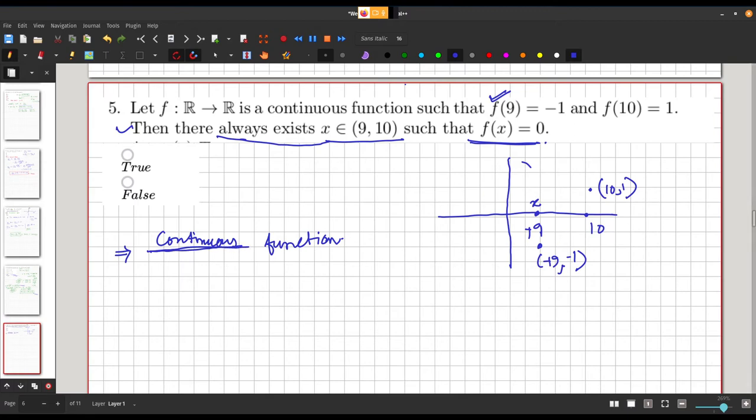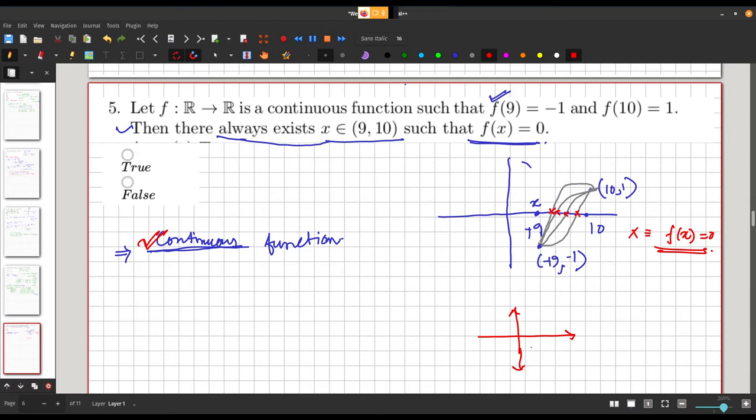So that means from this point to this point, whatever the function be, it can be anything, but there will always be one point where f(x) will actually be 0. This is happening because the function is a continuous function. If it was not a continuous function, then it could have been a different scenario.